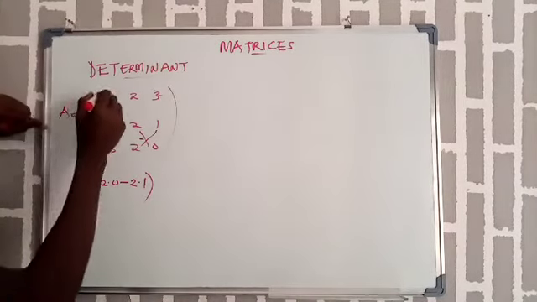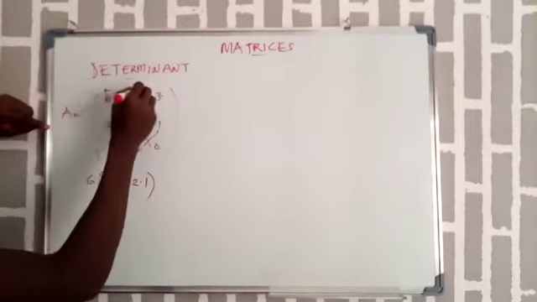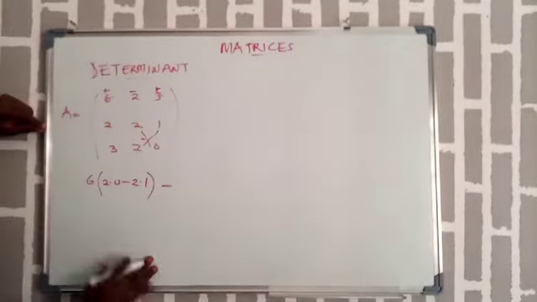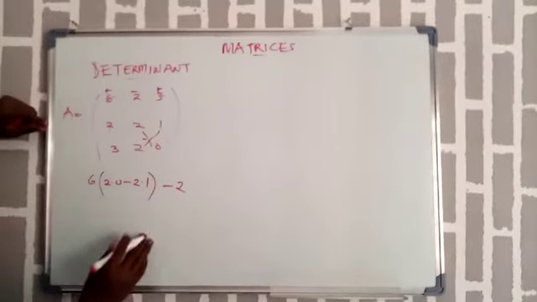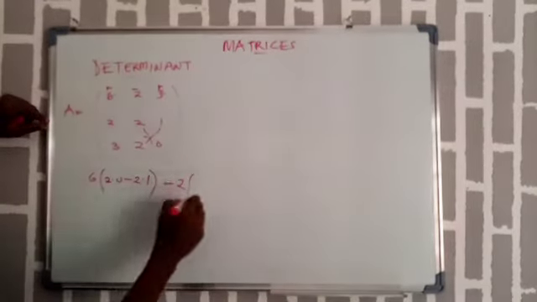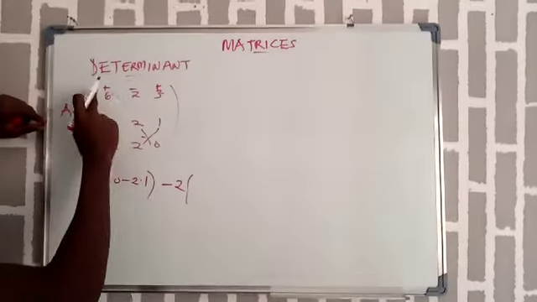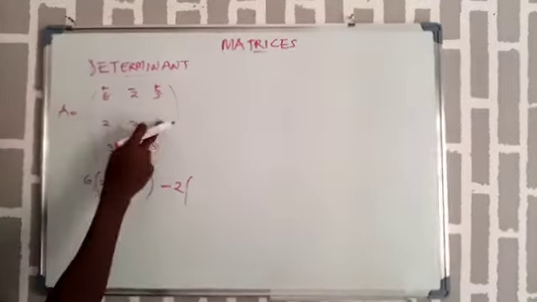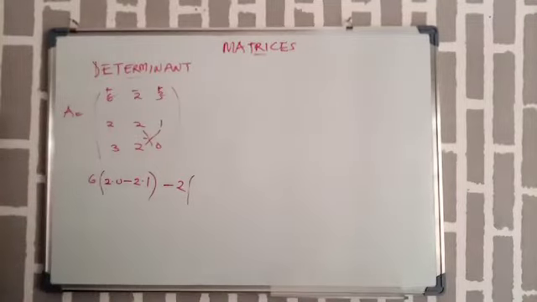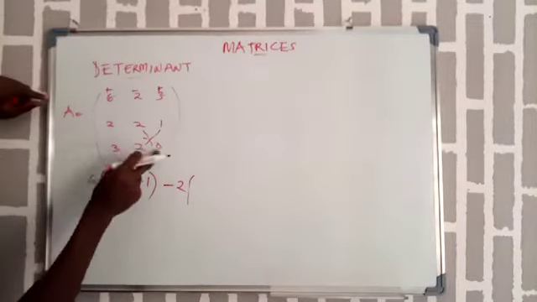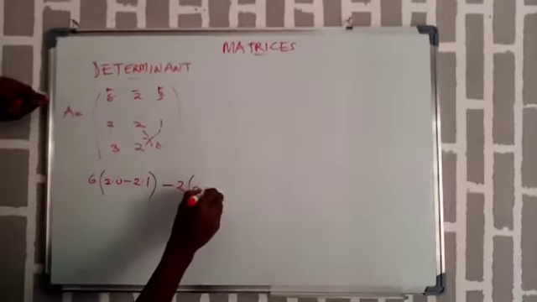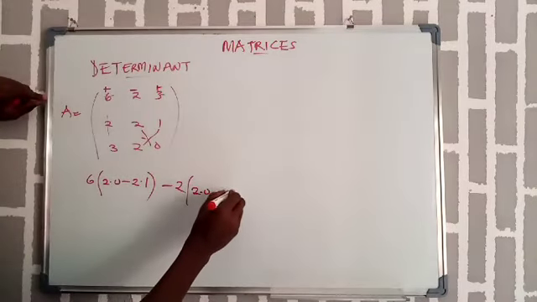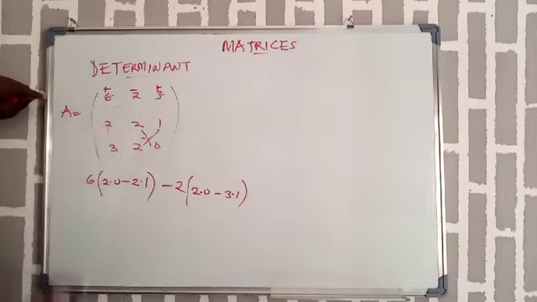Now remember I told you this place is positive, negative, and positive. Now this negative comes in. We have 2 now, this 2. We open our bracket. We cover this row and cover this column. When we cover this row and cover this column, we are left with 2, 1, 3, 0. So now we multiply 2 by 0. That is 2.0 and minus it with 3.1. We are done for that.